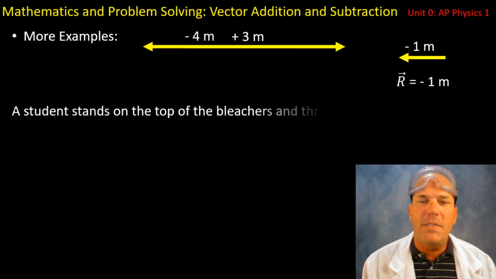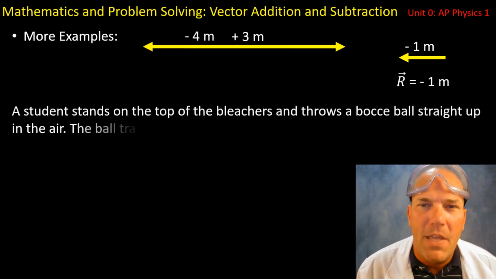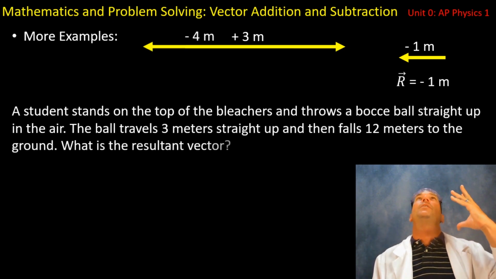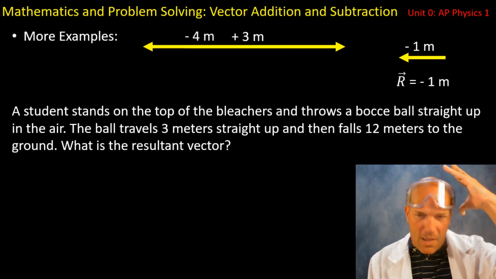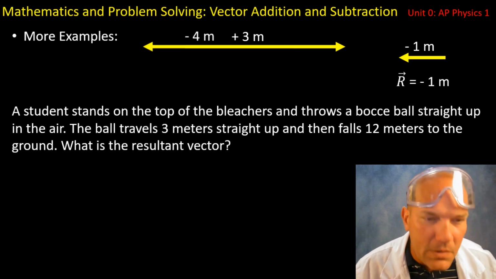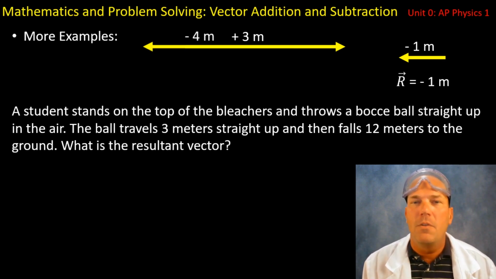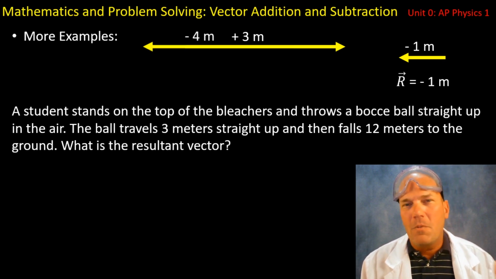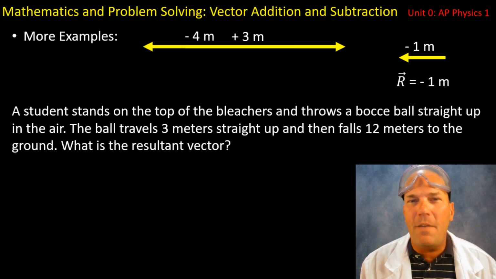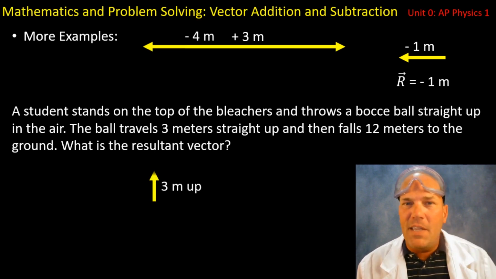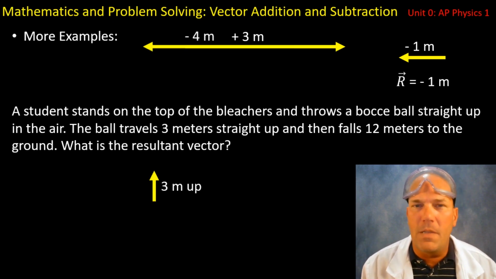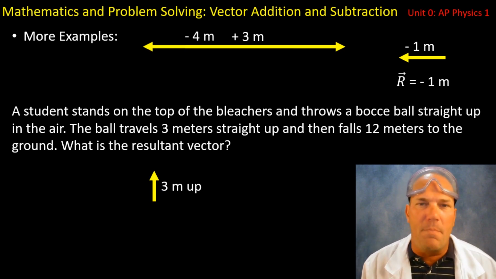A student stands on top of the bleachers and throws a bocce ball straight up in the air 3 meters, and then it comes down, falls 12 meters down to the ground. What is the resultant vector? We're going to always represent these graphically. That's what vectors are. So let's go ahead and take a look here at the magnitude and direction of the first part of this problem, 3 meters up.